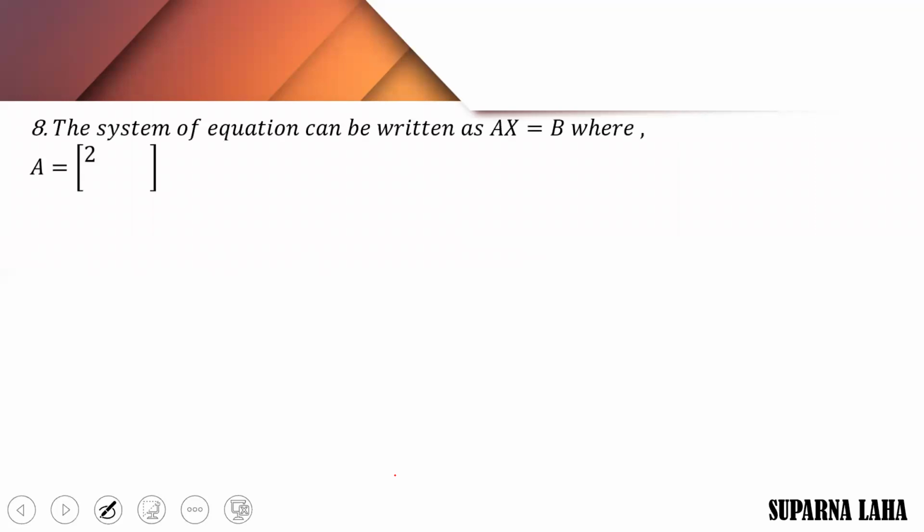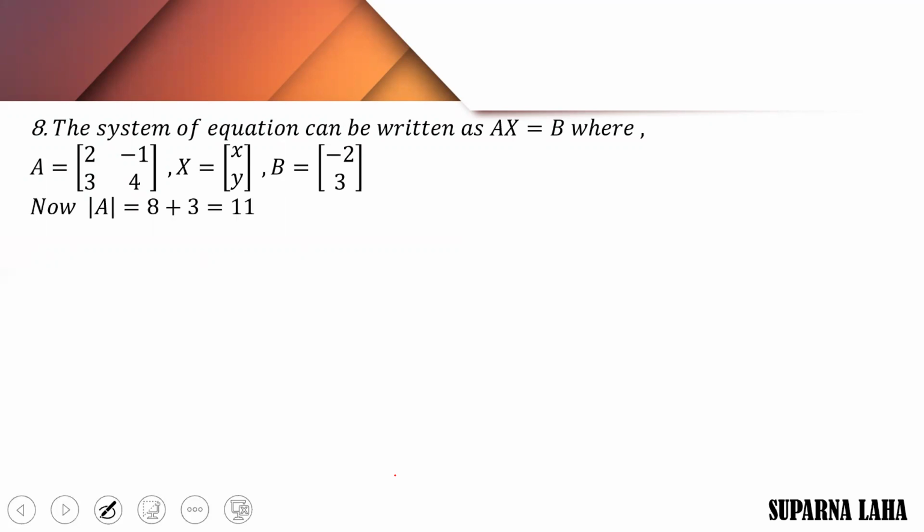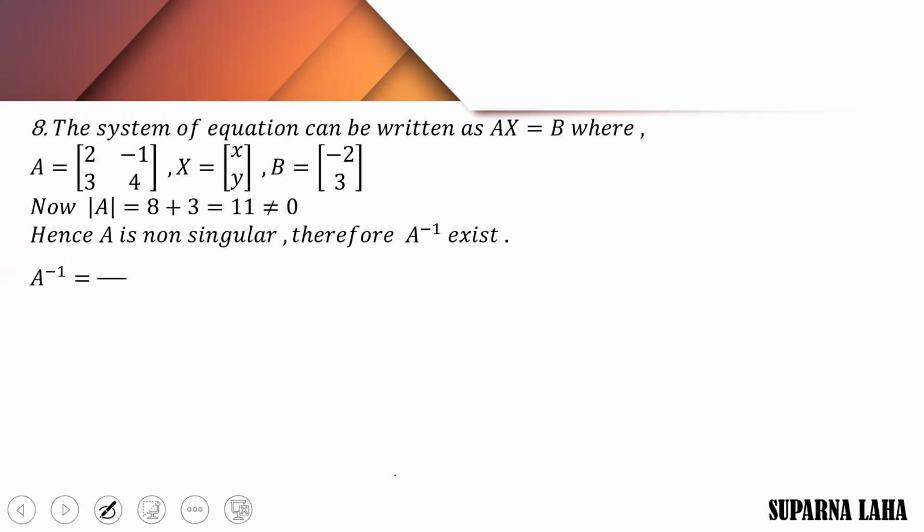So here is the next question, question number 8. So first of all, write down the system. Here also 2 unknowns, 2 equations. So A is 2, minus 1, 3, 4 and B is minus 2, 3. So find A first. Determinant of A is 11, that is non-zero. So then find A inverse, 1 upon determinant A into adjoint A. Now for the adjoint, it's very easy to find. Okay, so this is A inverse, 1 upon 11, 4, 1, minus 3, 2.